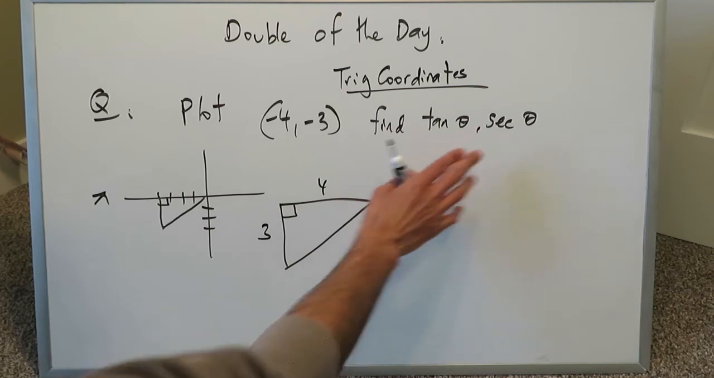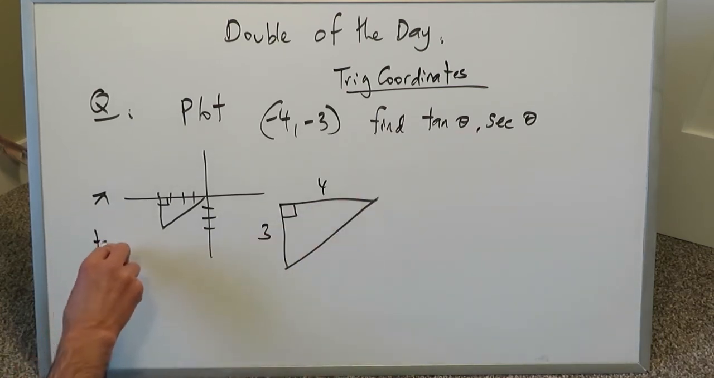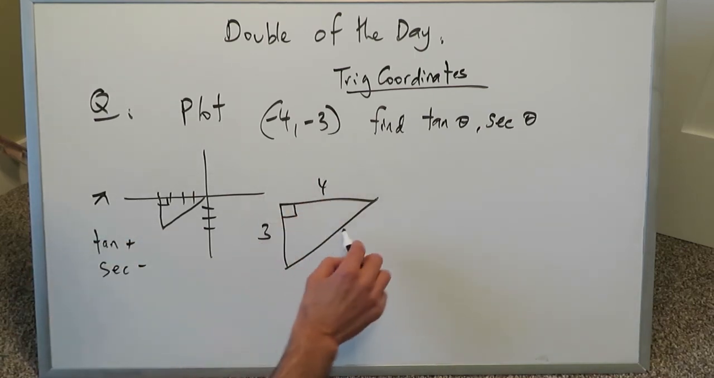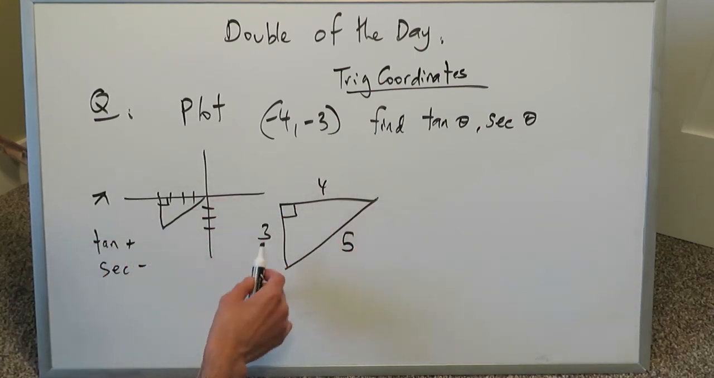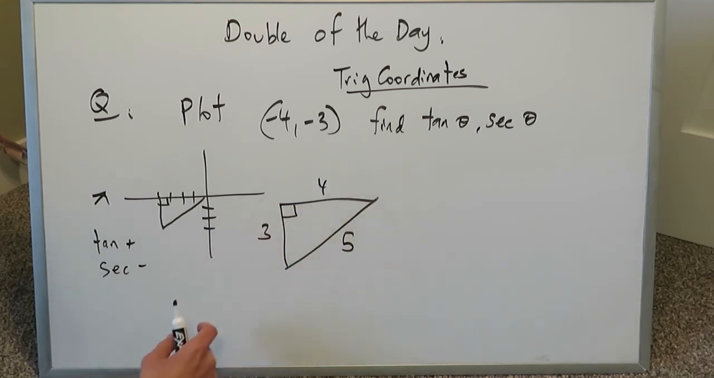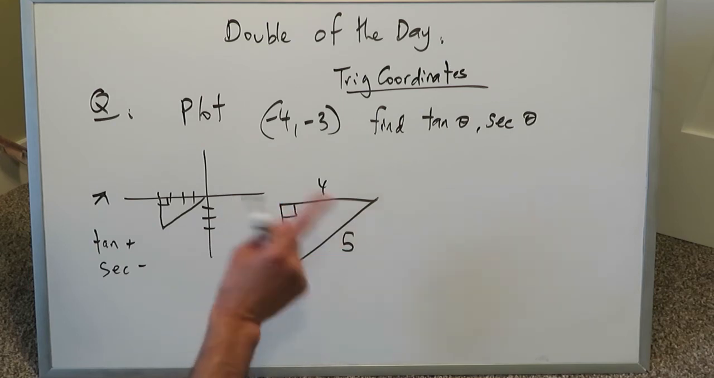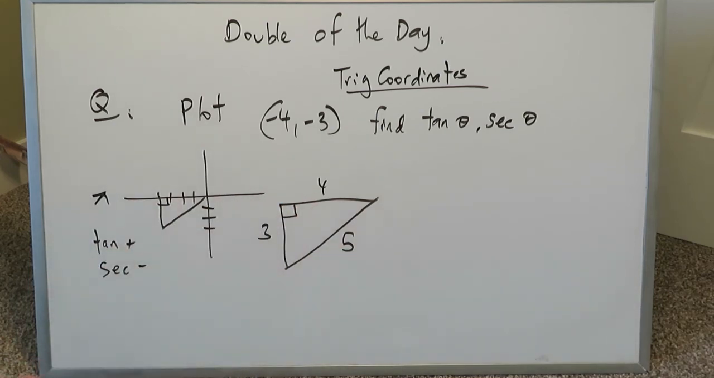We have to find tangent and secant. In the third quadrant, tangent will be positive. Secant must be negative because cosine is negative over here. If this is 4, this is 3, this must be 5. It's one of the trigonometric ratios, 3, 4, 5. Remember that: 3, 4, 5, 6, 8, 10, and 5, 12, and 13. Those are our 3 trigonometric ratios.